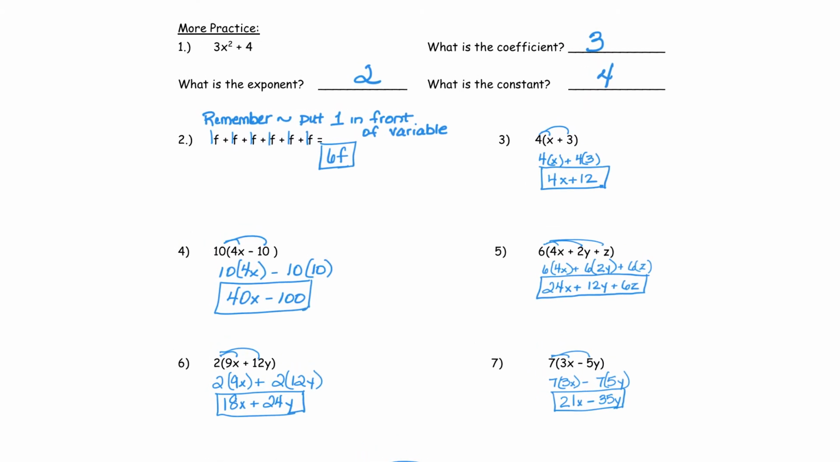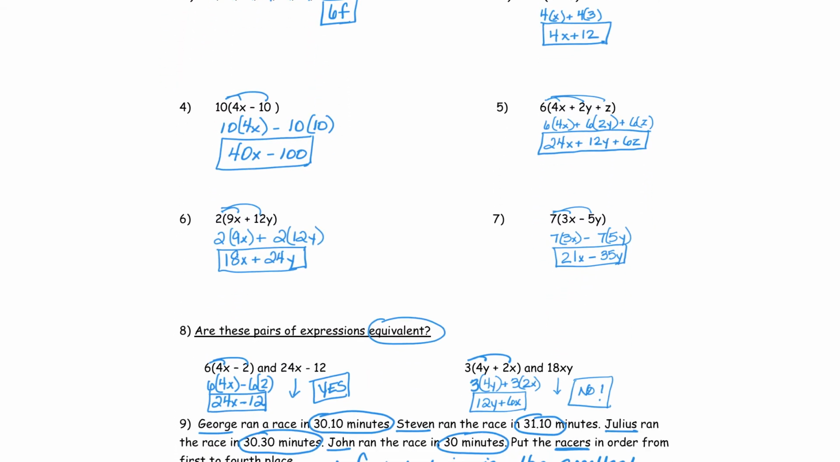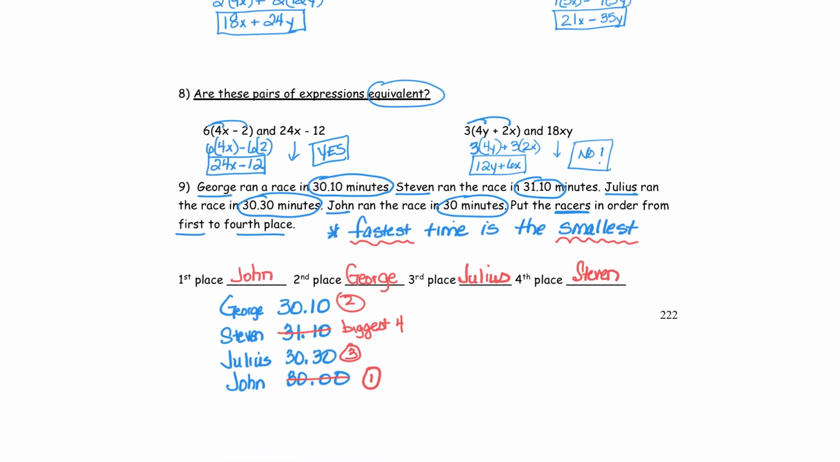Take a look. And notice with problem number 2, just a reminder that when you have a variable, it's always a good idea to put a 1 in front of it so that you can use it as a number when you're combining your like terms. Remember, if you have any questions, please make sure you ask in class or you can ask in the Google Classroom.